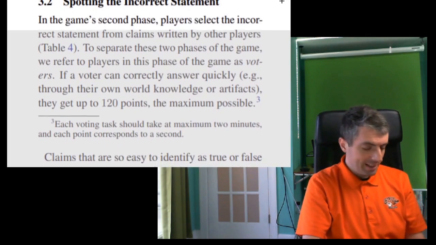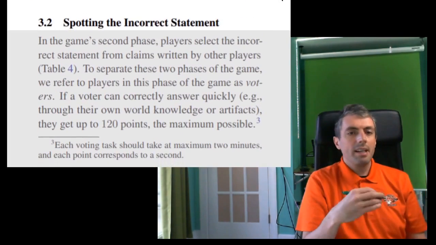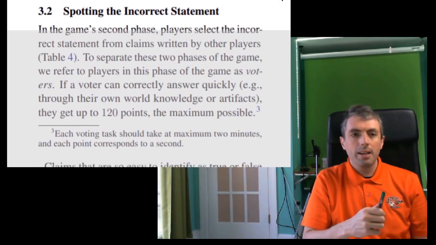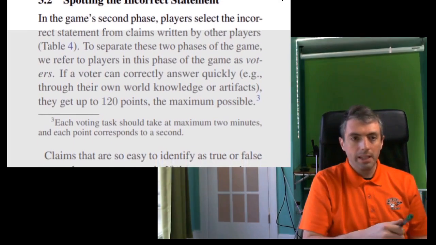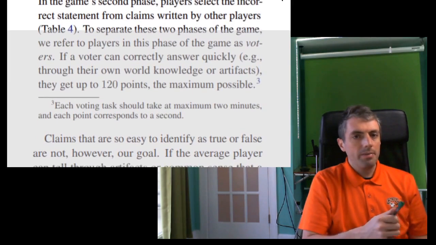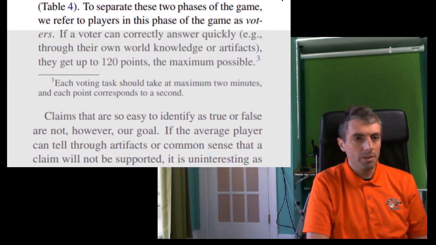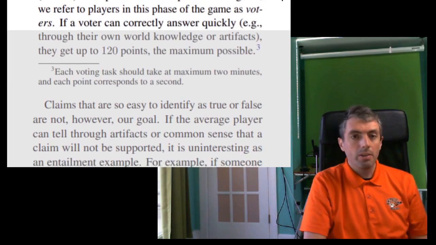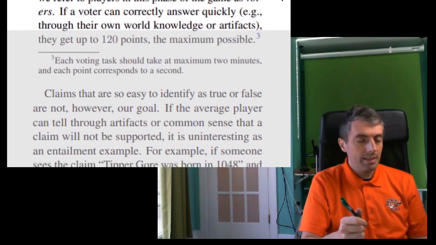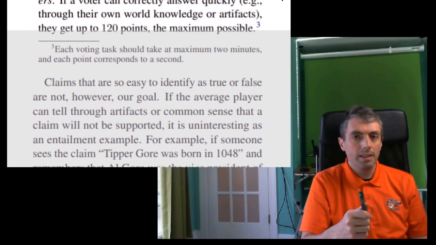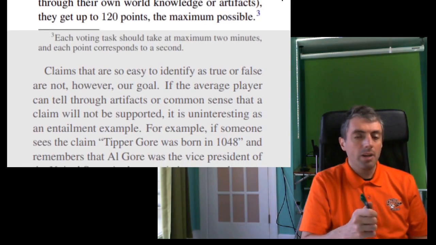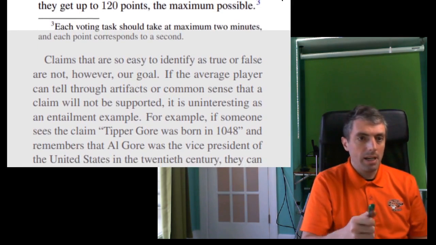Section 3.2, Spotting the Incorrect Statement. In the game's second phase, players select the incorrect statement from claims written by other players. To separate these 2 phases of the game, we refer to players in this phase of the game as voters. If a voter can correctly answer quickly, for example through their own world knowledge or artifacts, they get up to 120 points, the maximum possible.